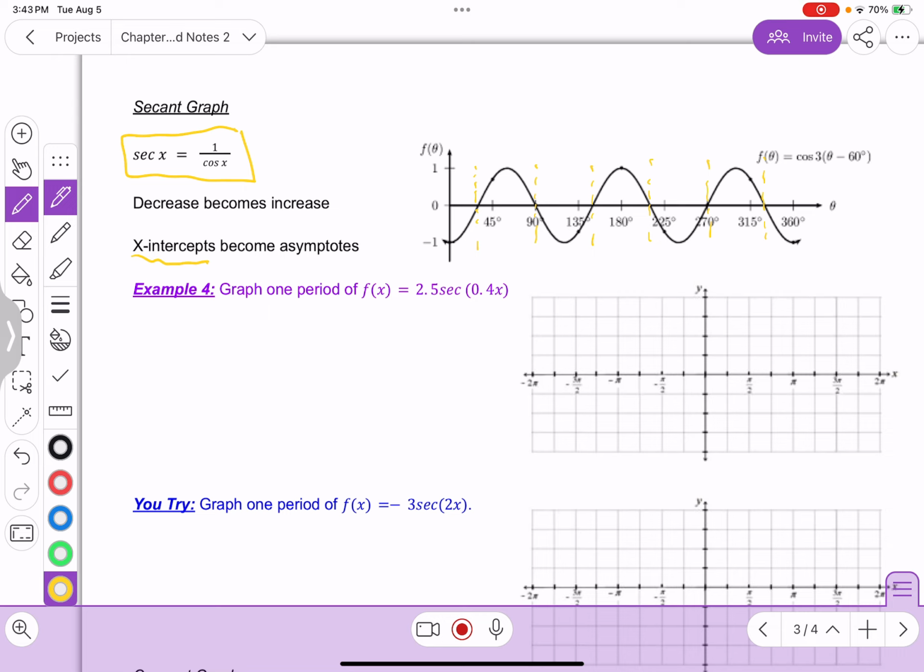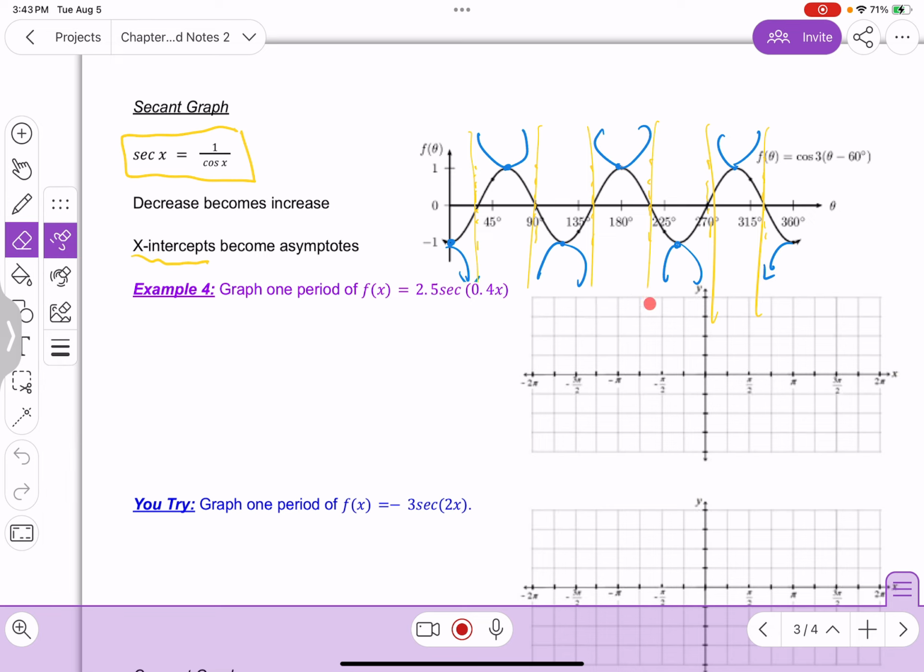So if you know how to draw a cosine graph, you can draw a secant graph. And then decreasing becomes increasing. So the next thing I do is I take all of those maximums and make them minimums, and all of the minimums and make them maximums. And then the blue is your secant graph with the asymptotes. That really is how that works. So you find information the same way you did for cosine. Graph the cosine graph and then flip it.